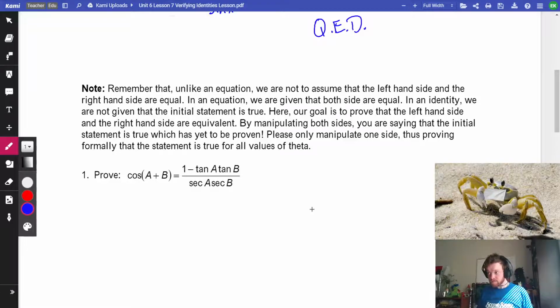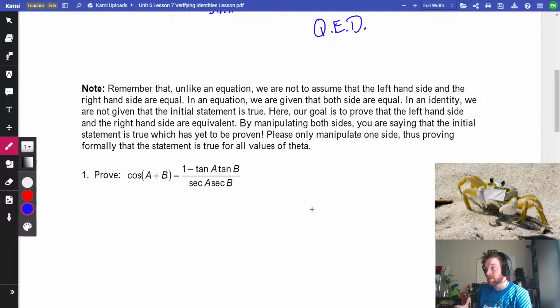Note. Remember that, unlike an equation, we are not to assume that the left-hand side and the right-hand side are equal in an identity. In an equation, we are given that both sides are equal and we are tasked with finding the values of x that make it true.